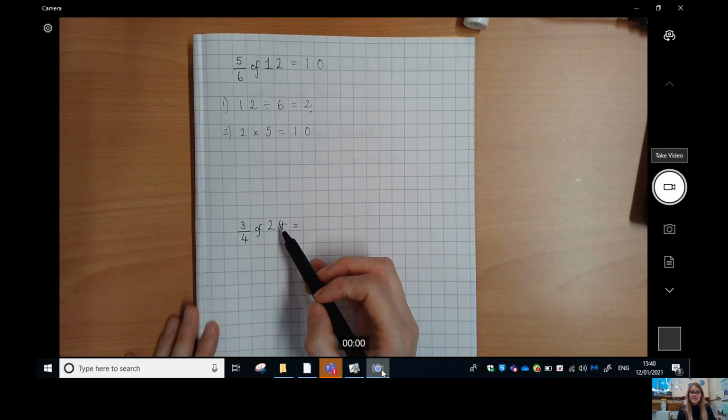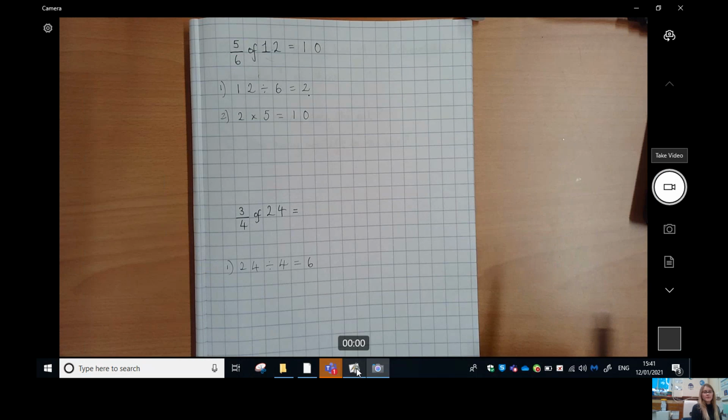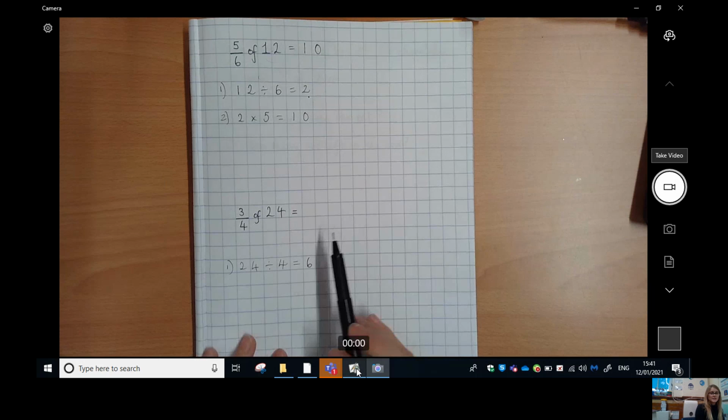So hopefully we can remember step 2, but let's just pop it back up. So now we need to multiply the answer from step 1 by the numerator. So I'm going to be doing 6 times 3, which is my numerator. So 6 times 3. I know my 6 times table, so I'm going to count in 6s. You can count in 3s. 6, 12, 18. Okay, hopefully you got the same as me. 18. So 18 is my answer because I've completed both of my steps. 3/4 of 24 equals 18.